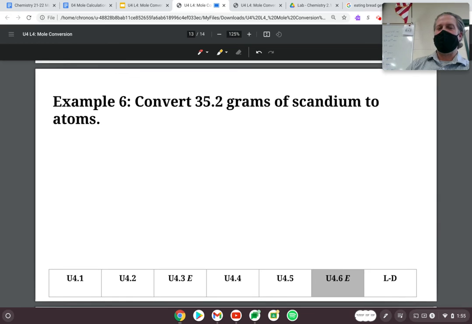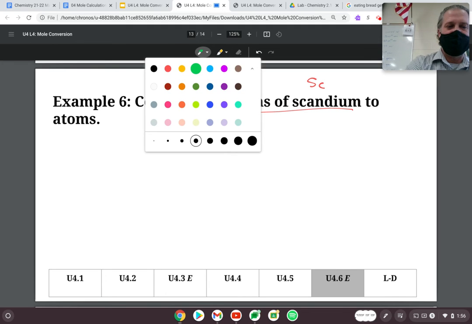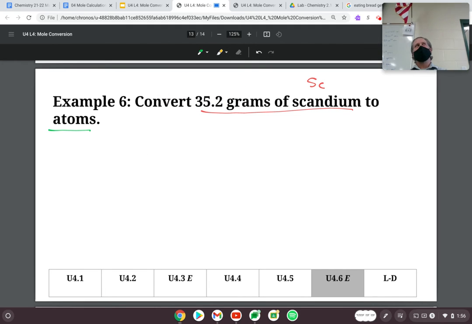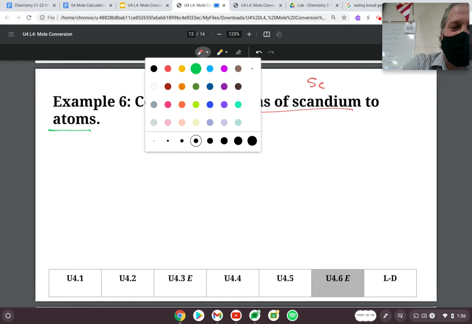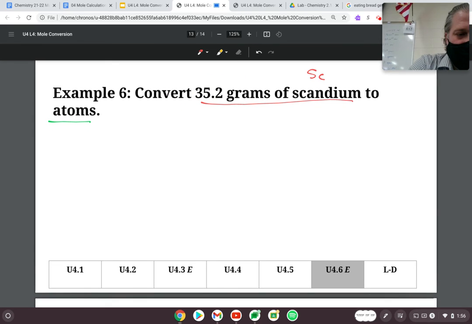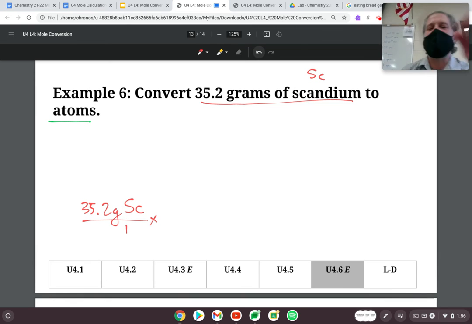Here I'm looking at converting 35.2 grams of scandium, which is Sc, to atoms of scandium. And just like I've always done, I'm going to take my given, which is 35.2 grams of scandium, and put that over 1. Now, I'm going from grams of scandium to atoms of scandium.